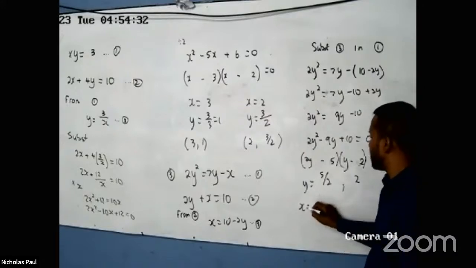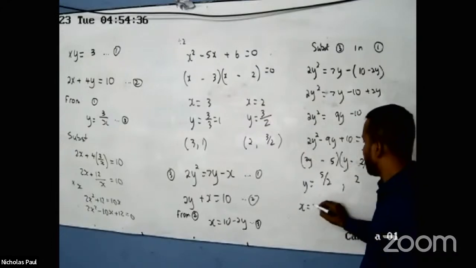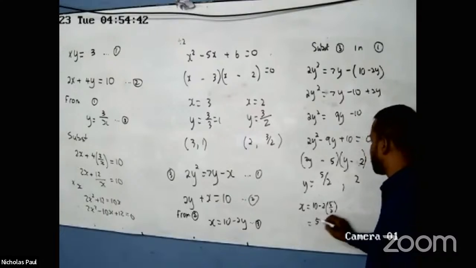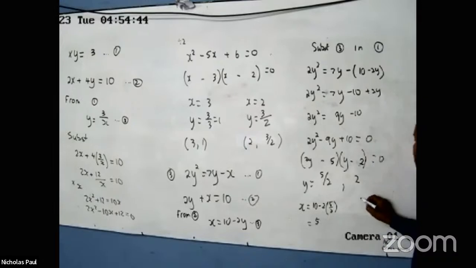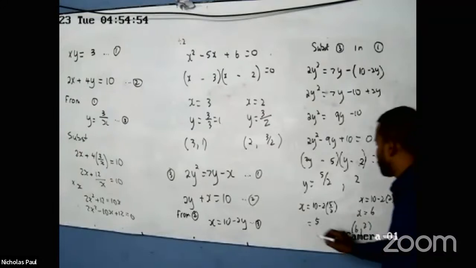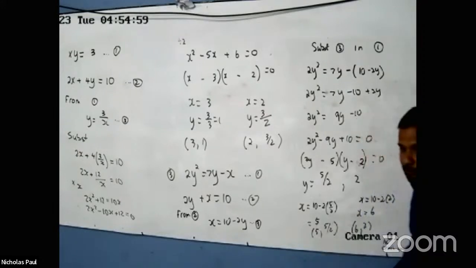So x is equal to plug in y on 2, right? That will give you 10 minus 2 by 5 over 2, which is 5. And here x is equal to 10 minus 2 by 2, which is 6. So your answers are 6, 2 and 5, 5 over 2. Okay.